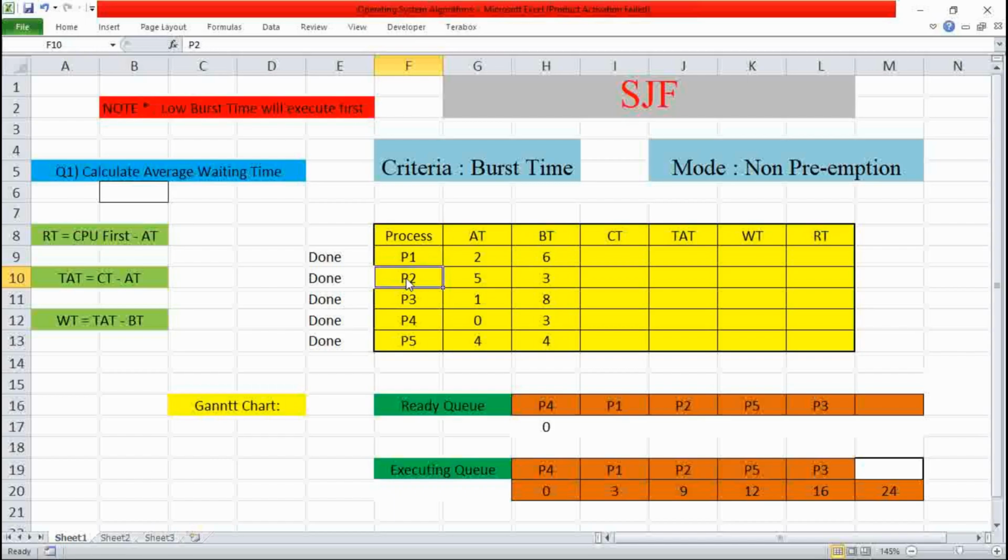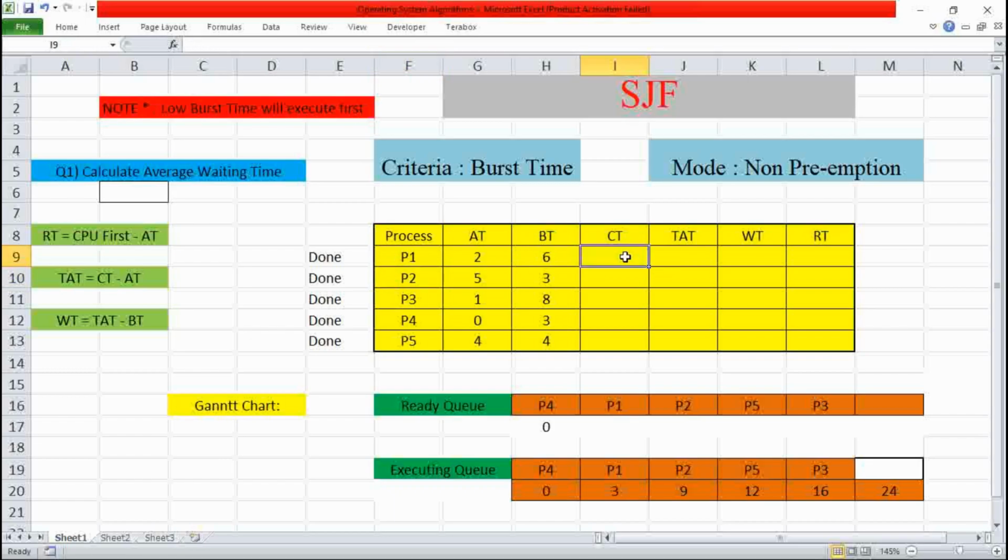If the burst times are equal in a numerical, you will check the second condition, which is to look at the process ID. The process ID which has the lowest number will be executed first. Suppose P2 is 3 here and P4 is also 3. So which will be executed first? It will be P2 because of the process ID, because P2 is less than P4. So I hope you get my point.